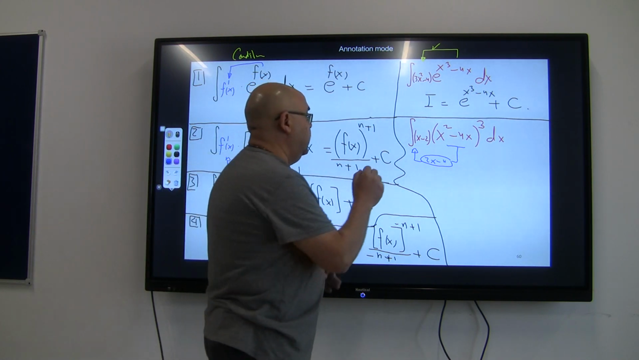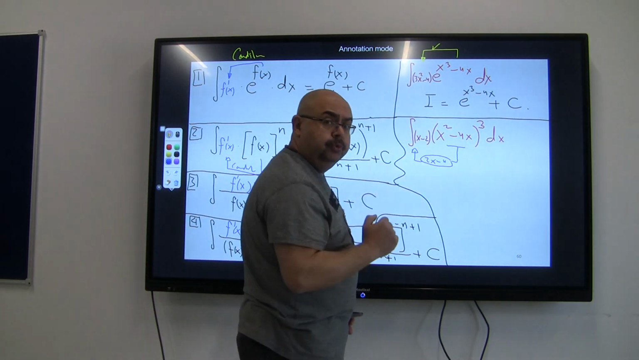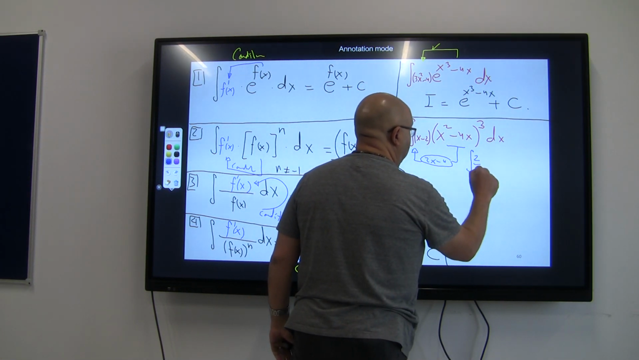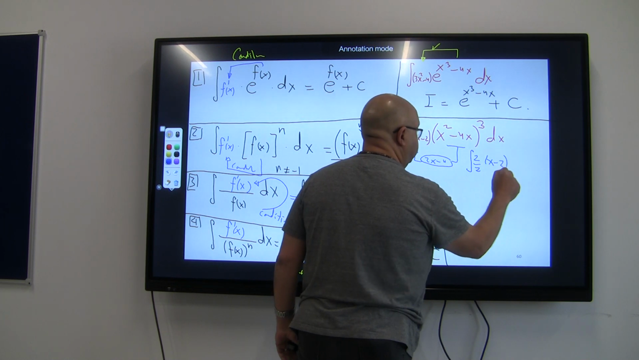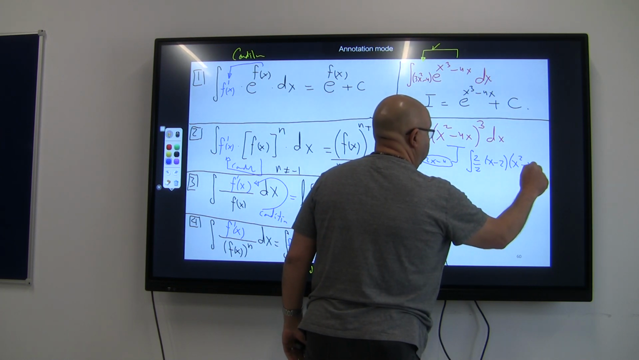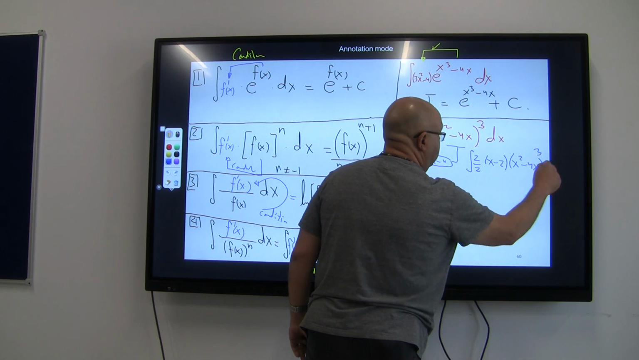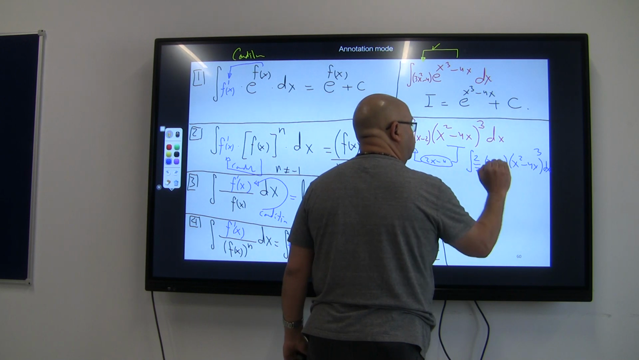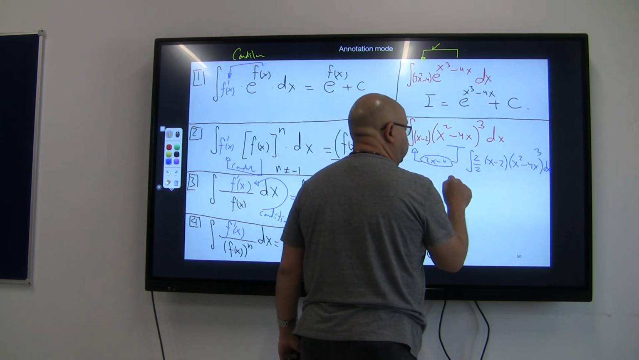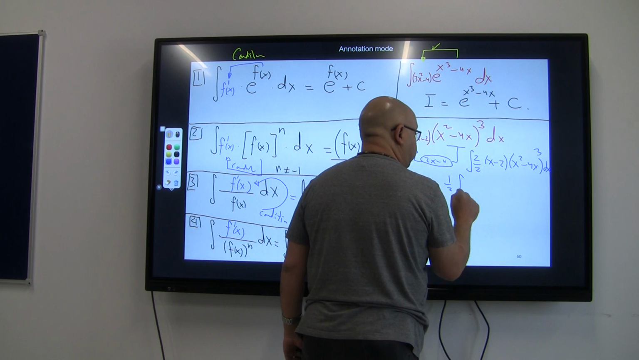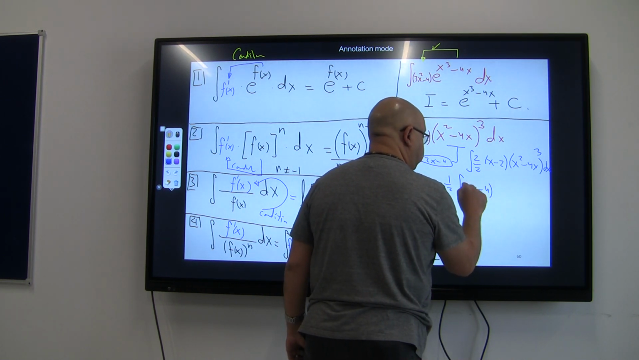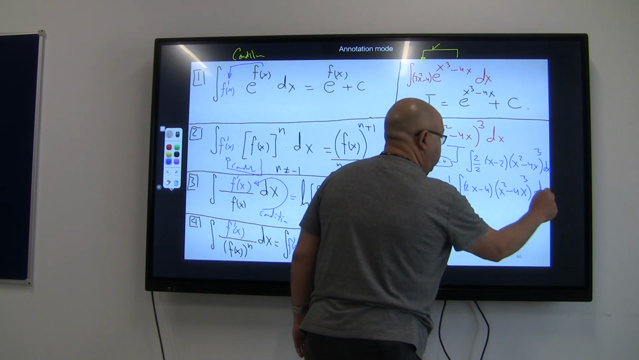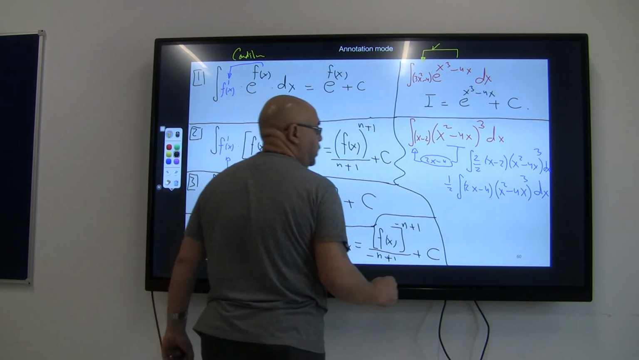Simply, I'm going to multiply this bracket by 2 over 2. So instead, I'm integrating 2 over 2 times (x minus 2) times (x squared minus 4x) to the power of 3 with respect to dx. The 2 in the denominator, I will let it be multiplied in this bracket, and the half I will take outside. So it's going to be a half times the integral of (2x minus 4) times (x squared minus 4x) to the power of 3 dx.